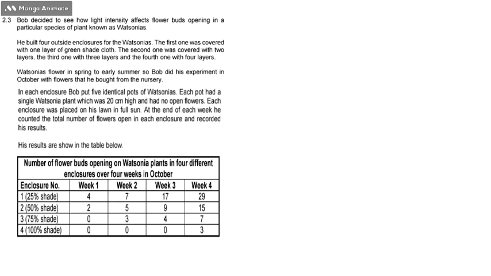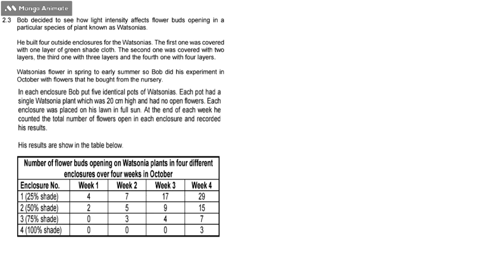Question 2.4 was as follows. Bob decided to see how light intensity affects flower buds opening in a particular species of plant known as wasonias. He built 4 outside enclosures for the wasonia. The first one was covered with 1 layer of green shade cloth, the second one with 2 layers, the third one with 3 layers, and the fourth one with 4 layers.